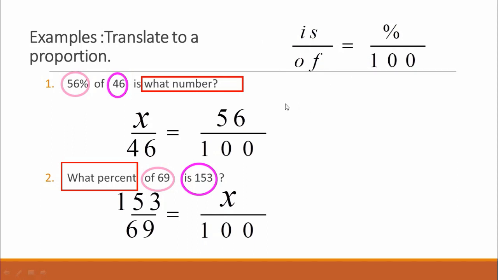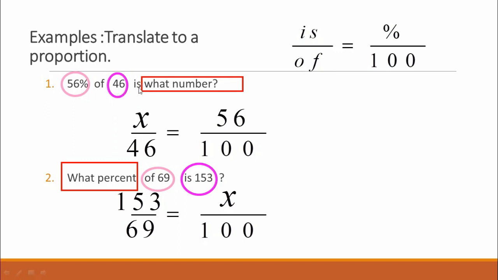Sometimes students cannot identify the part and the whole. So by these two words, "is" and "of", we can easily identify the part and the whole in the descriptions. A number connected with "of" is considered the whole. A value connected with "is" is considered the part. So in this description, 56% is the percent, 56 divided by 100. Now two things remain, is and of. 46 is connected with "of": 56% of 46. So "is" is unknown.